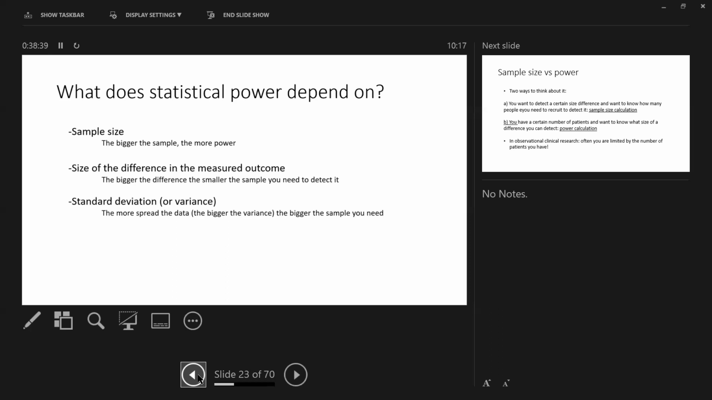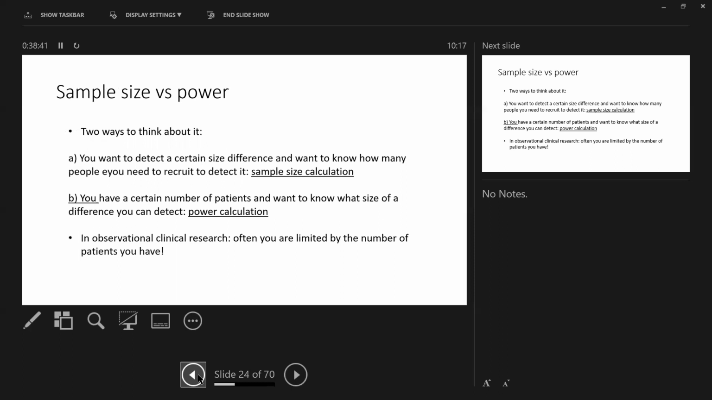It will assume it in the background. Okay. Right? So what's the difference in sample size and power? Because sometimes you hear, oh, we need to do sample size calculation. And sometimes you hear, oh, we need to do power calculation. And it's basically two ways to think about it, because there's two different things you can do.